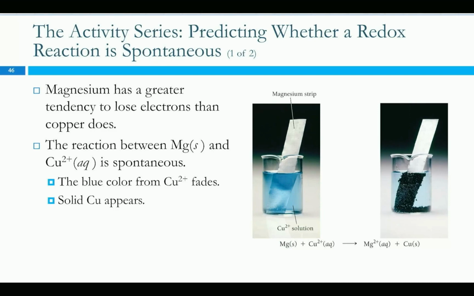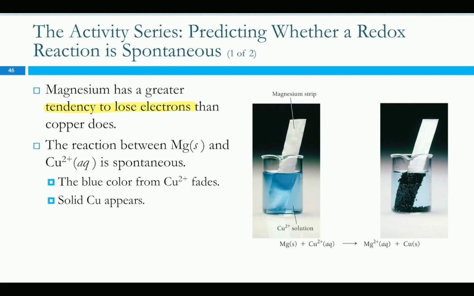Anyways, so you can predict these reactions depending on this activity series. And the key thing I want you to focus on here is that magnesium has a greater tendency to lose electrons. So activity series is all about a tendency for different metals to lose electrons. Some metals lose electrons more easily than others. When those two metals come into contact, the metal that loses its electrons more easily will just give them up, or the other metal will take them from it.